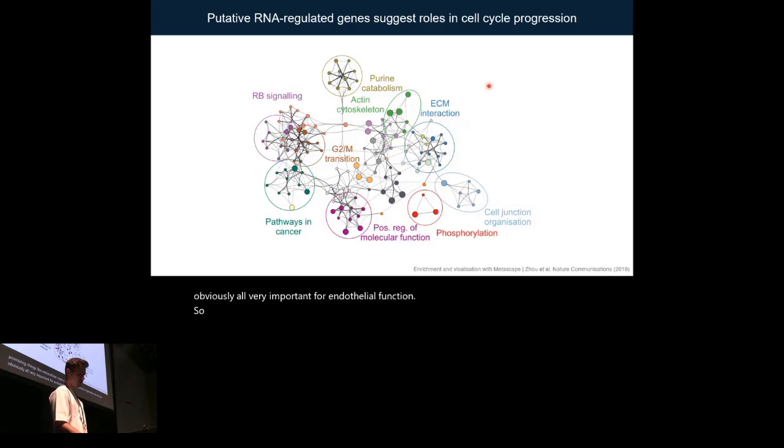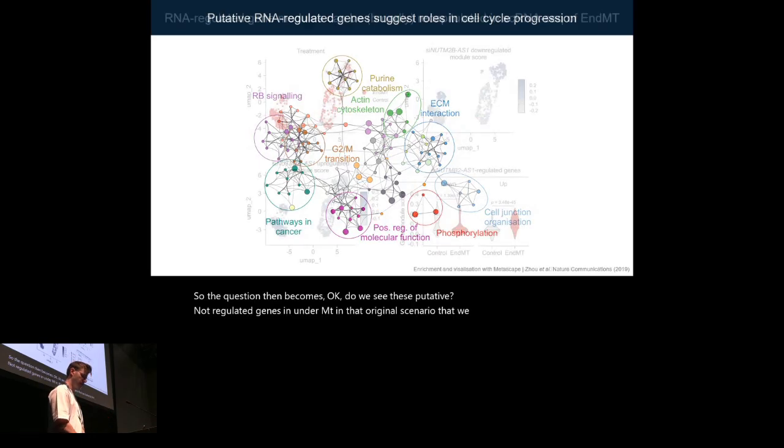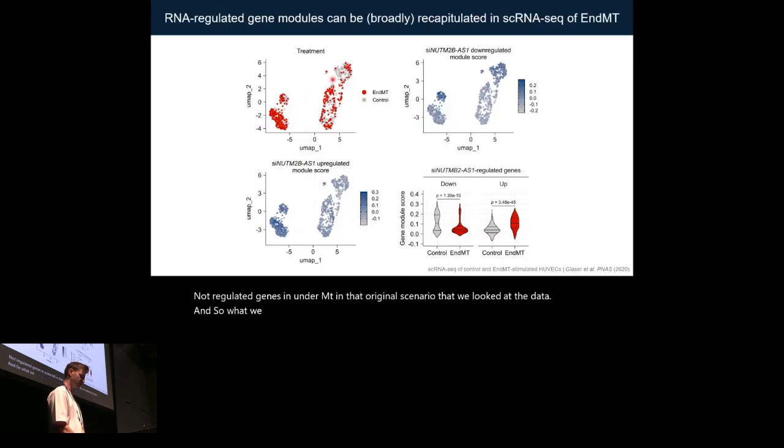So the question then becomes, okay, do we see these putative NUT-regulated genes in EndoMT in that original scenario that we looked at the data in? And so what we did is we went back and we took a single cell data set of EndoMT. And we then looked at theoretically NUT down-regulated genes or NUT up-regulated genes. And we looked at whether these gene modules behave in the way we would have expected with the loss of NUT expression during EndoMT. And what we see is that it seems to map.